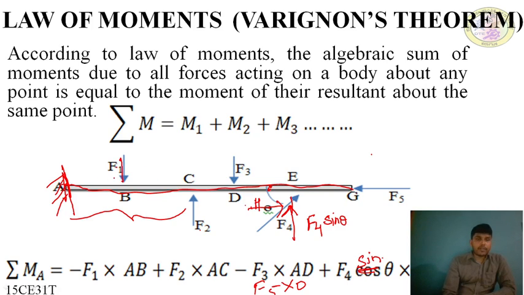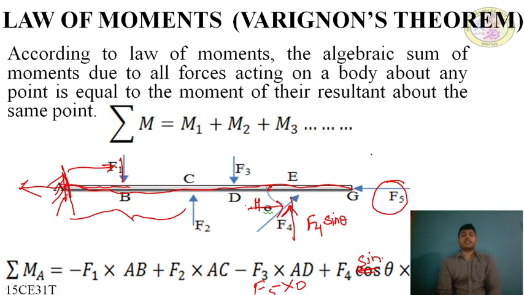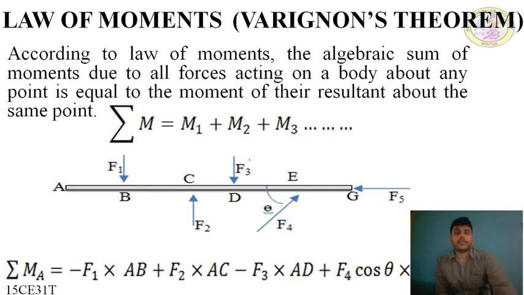If we consider F1, there is no perpendicular distance, because F1 passes through the point of rotation. When the force passes through the point of rotation, the perpendicular distance will be zero, and zero multiplied by any force will be zero. That's why we neglect such forces which pass through the point of rotation. Here the horizontal component of this force and the F5 force pass through the axis of rotation, so both forces are neglected. Here we came to know how to calculate the moment of all forces.